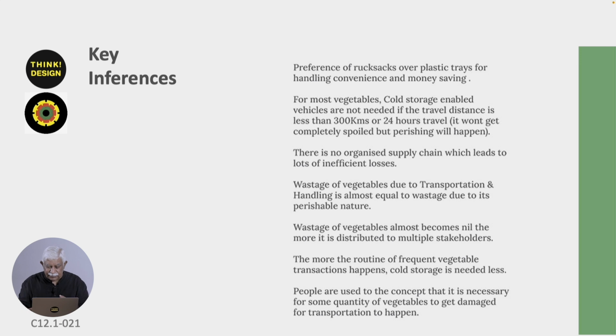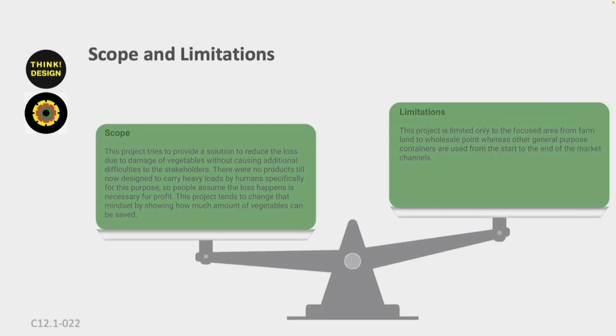This is a mindset. Okay, so these were the key inferences from both the primary study as well as the secondary study in the field. Okay, and came to what is the scope and limitations of this project. If you look at the scope, there were a lot of interventions one could do to actually preserve the vegetables. Limitations, because you still have to go with the existing system, that is the limitation.